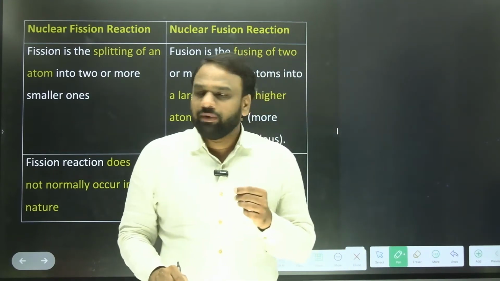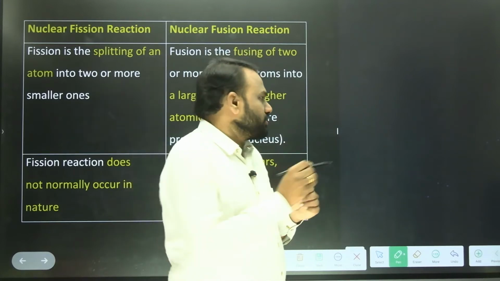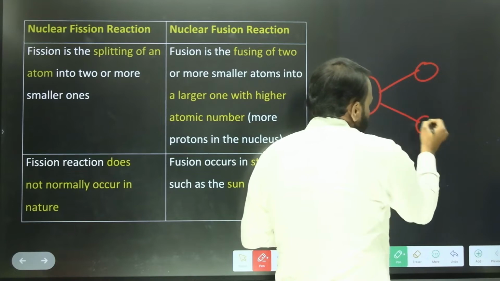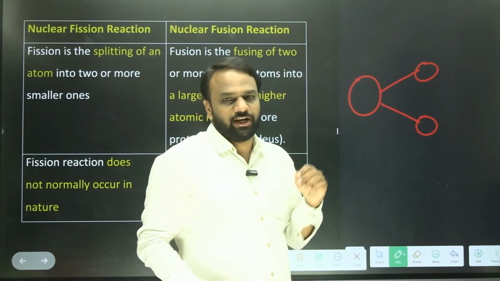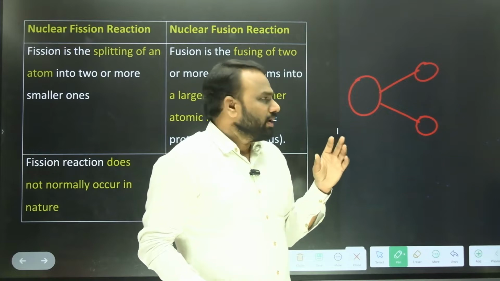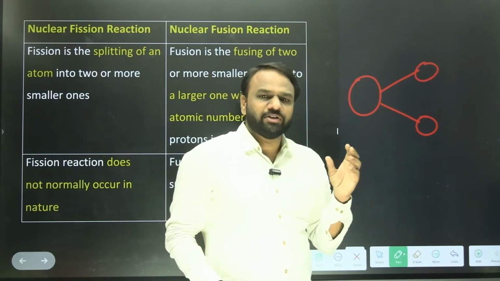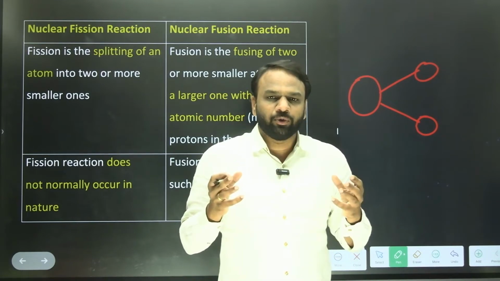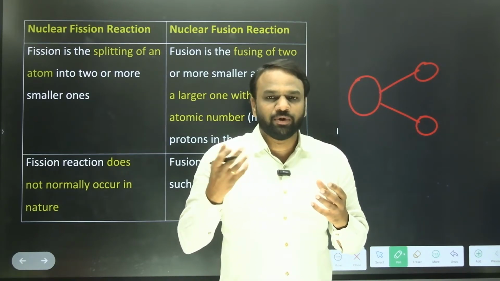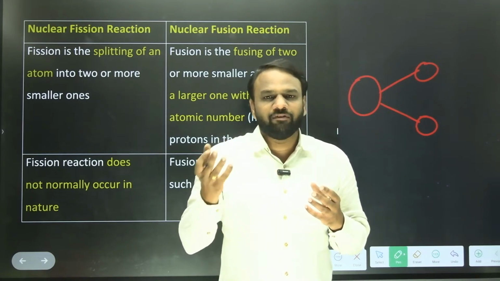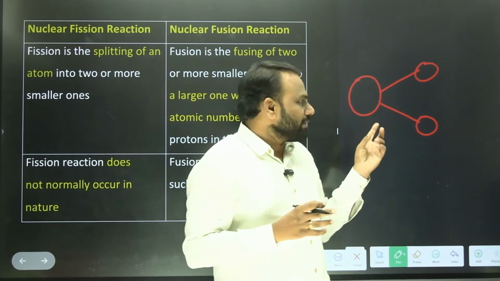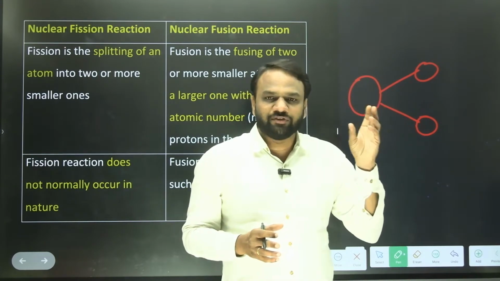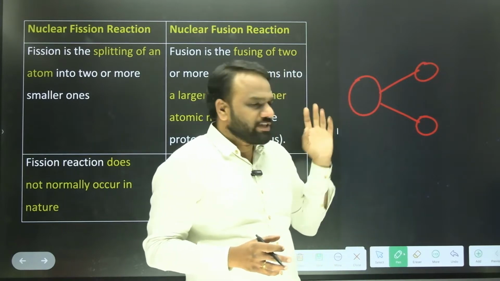When it comes to nuclear fission, it is a splitting of an atom into two or more smaller ones. So one atom is there, and this atom will be split into two smaller atoms. This is called fission reaction. Now, in order to understand it properly, we can take any entity, like a box, and break it into two. When we are breaking it, obviously some noise or sound is generated. That sound can be compared with energy. It means whenever an atom splits into two, energy will be generated. So this is fission reaction.